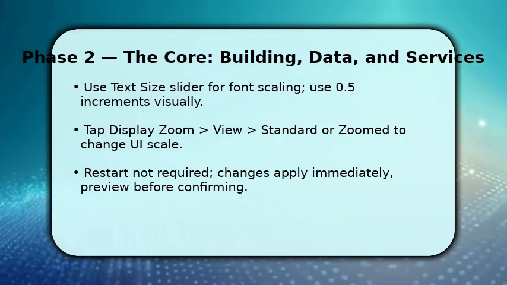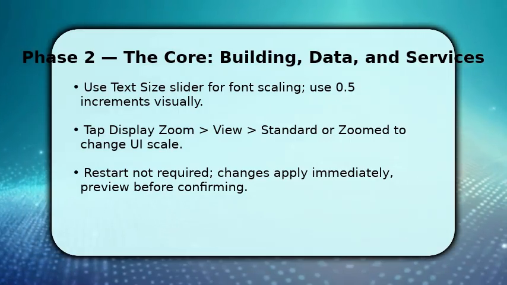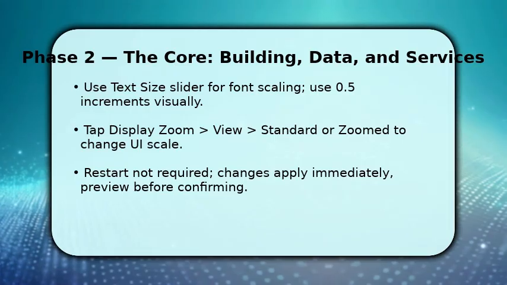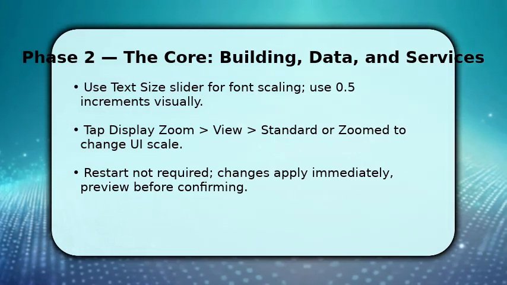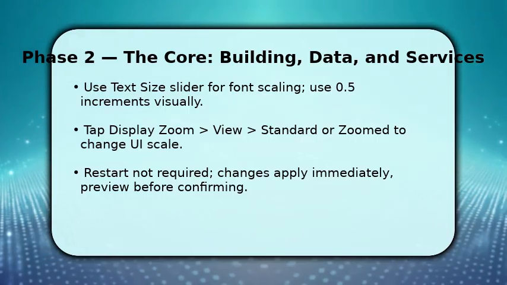You'll see a preview. Use it to judge density and tappable targets. Make adjustments incrementally because large jumps can hide UI elements. These two controls together alter perceived screen size and usability. So balance readability with screen real estate.